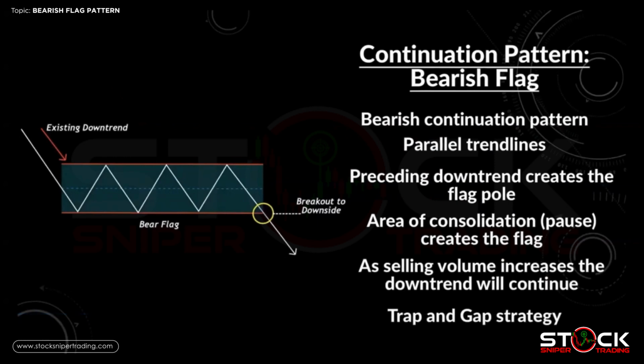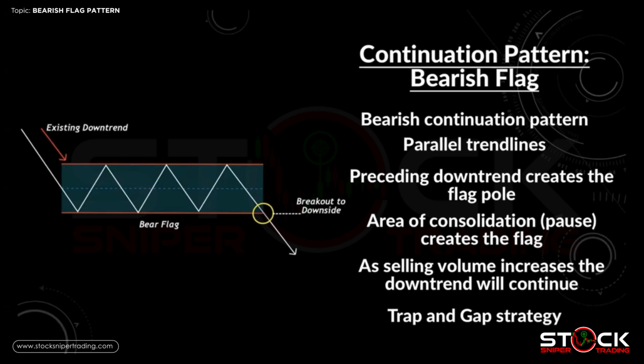The bearish flag, it is a continuation pattern. It has parallel trend lines. A preceding downtrend creates the flag pole. The area of consolidation creates the flag. As selling volume increases, the downtrend will continue. And this is where we can use our Stock Sniper trap and gap strategy.